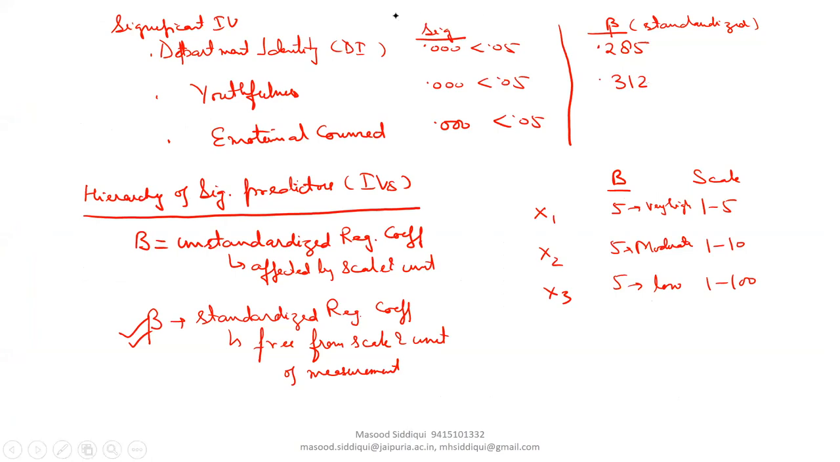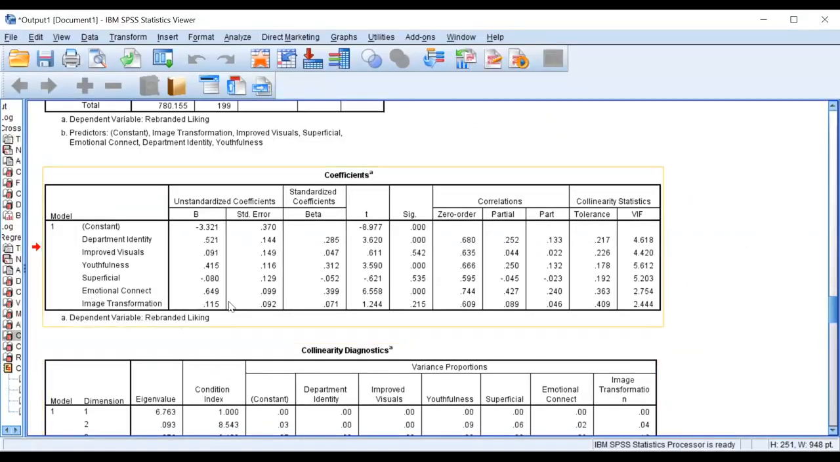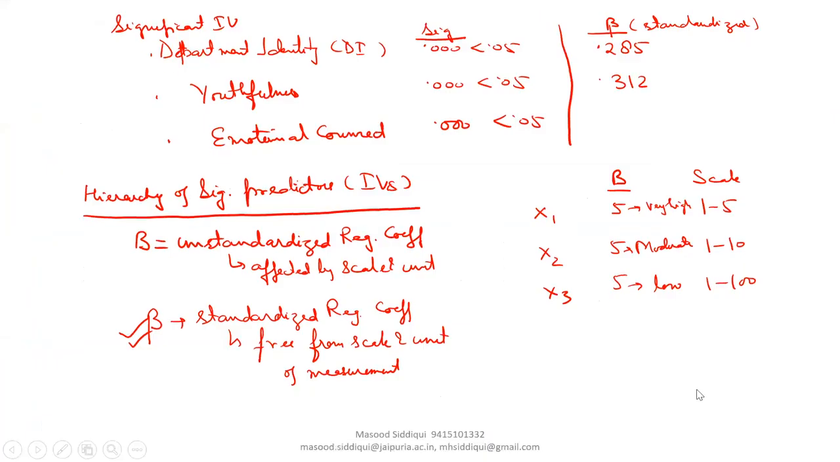And the third one is emotional connect. Let me show the output again. For emotional connect, beta comes out to be 0.399. So as you observe, this is at number 1, this is at number 2, and this is at number 3.